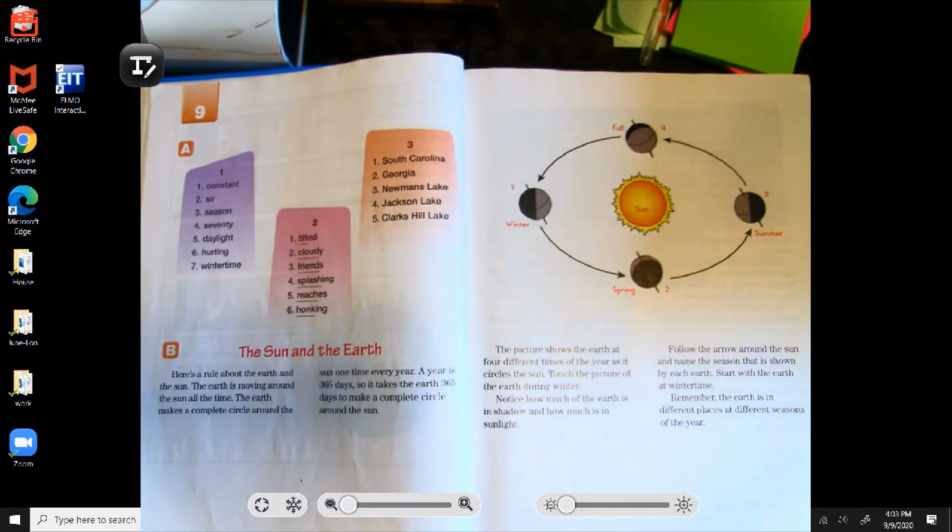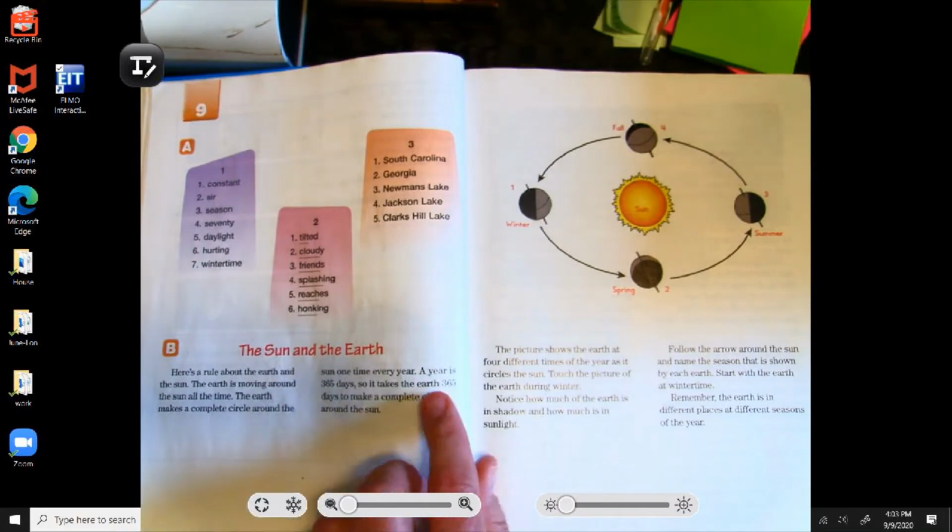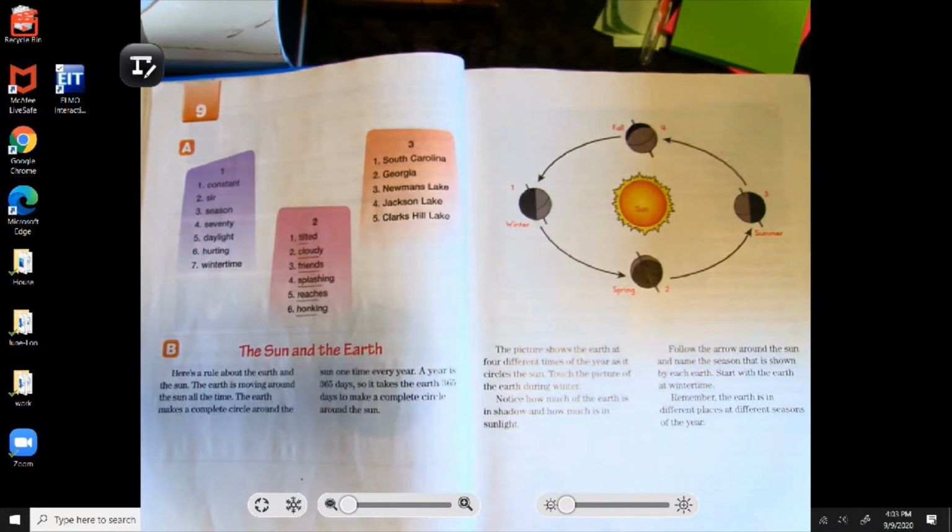The Earth makes a complete circle around the Sun one time every year. Listen to that rule again. That was important. The Earth makes a complete circle around the Sun one time every year. A year is 365 days. So it takes the Earth 365 days to make a complete circle around the Sun.